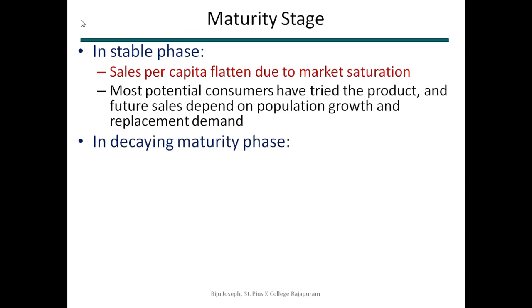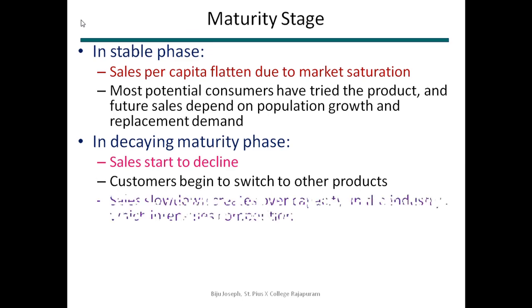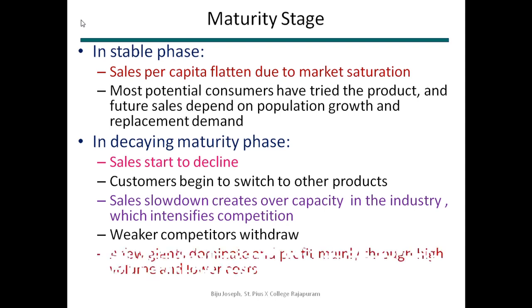And the third stage is decaying maturity phase. And during the decaying maturity phase, sales start to decline. Customers begin to switch to other products. Sales slowdown creates overcapacity in the industry, which intensifies competition, and weaker competitors withdraw. A few giants dominate and profit mainly through high volume and lower costs. So this decay maturity phase is an important phase.